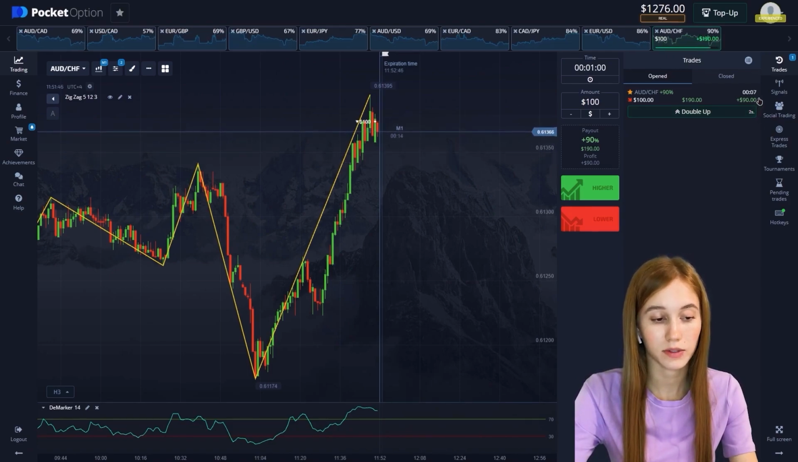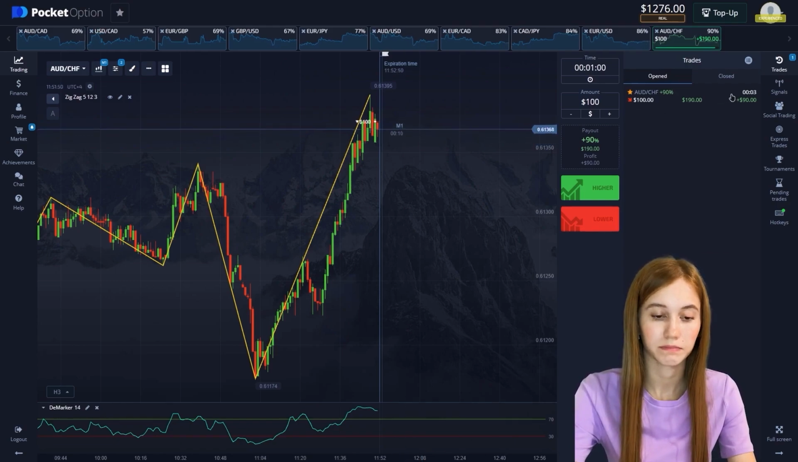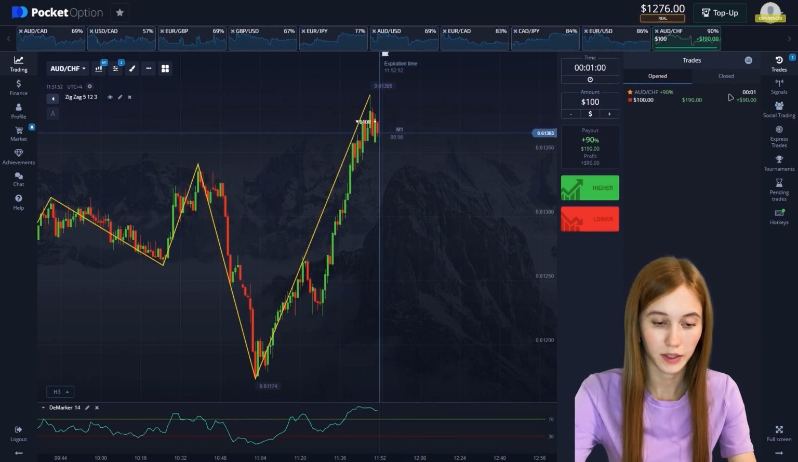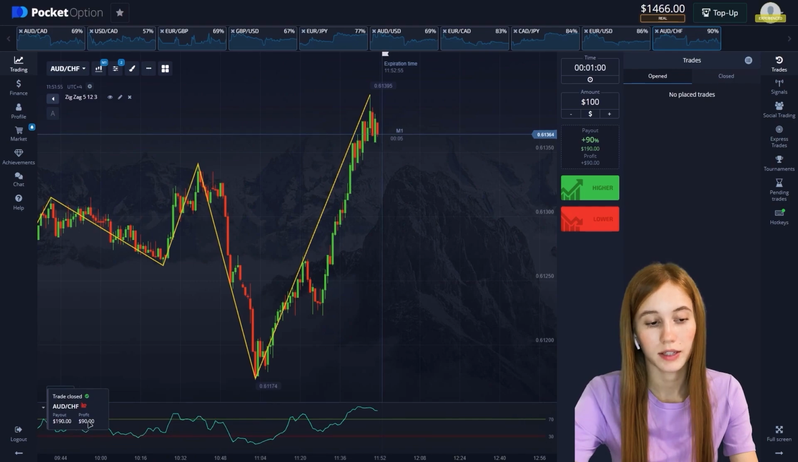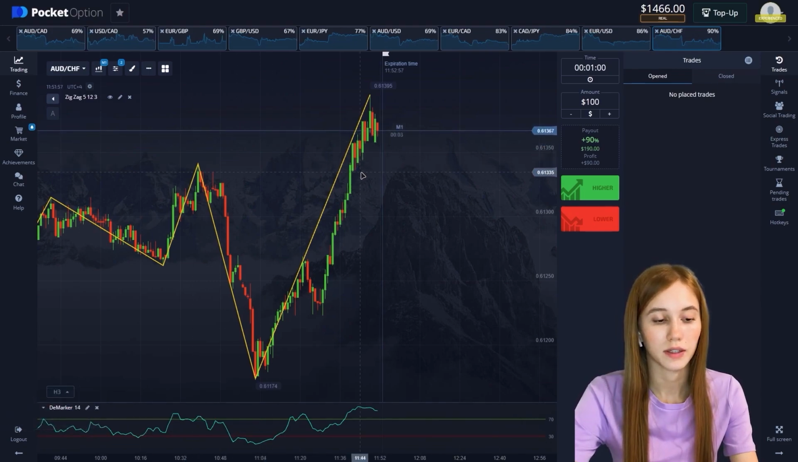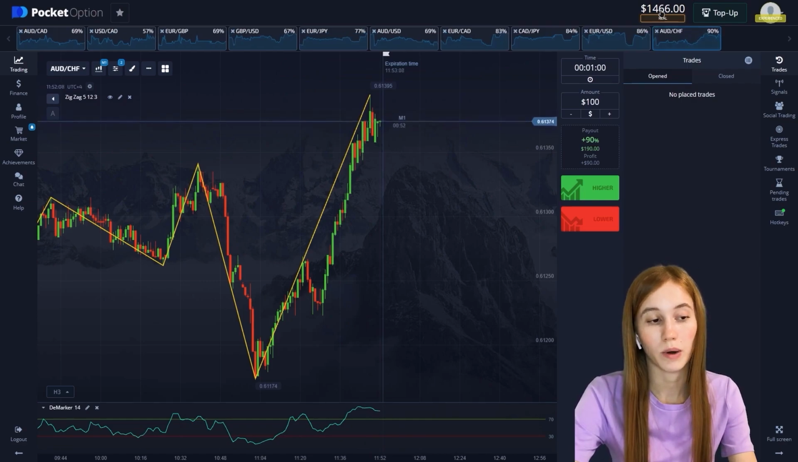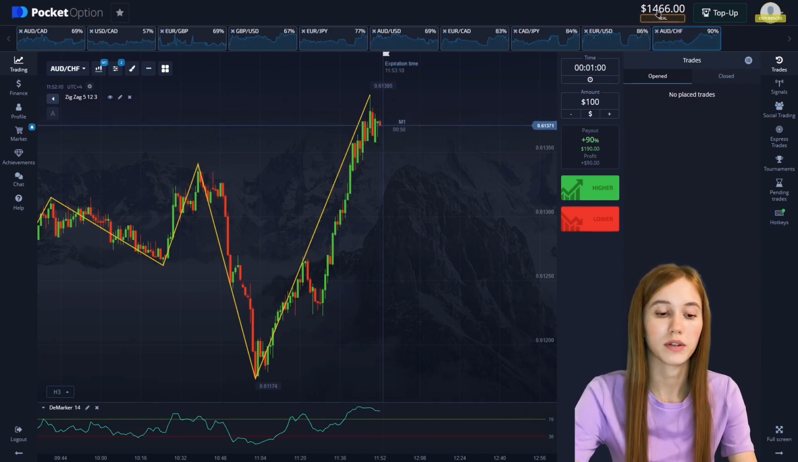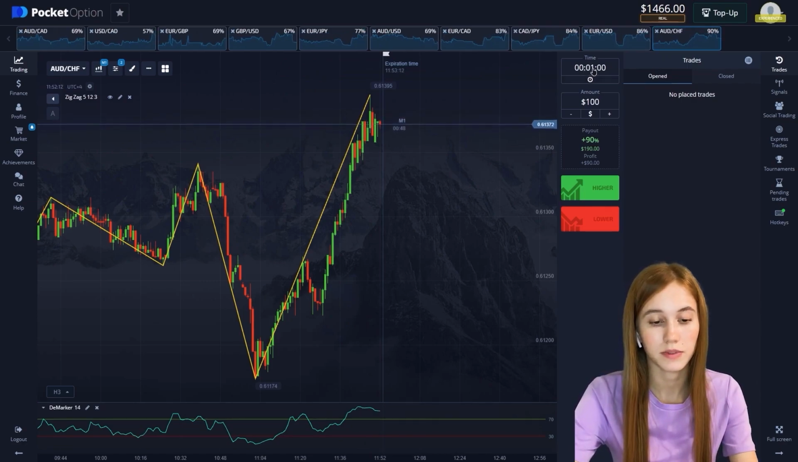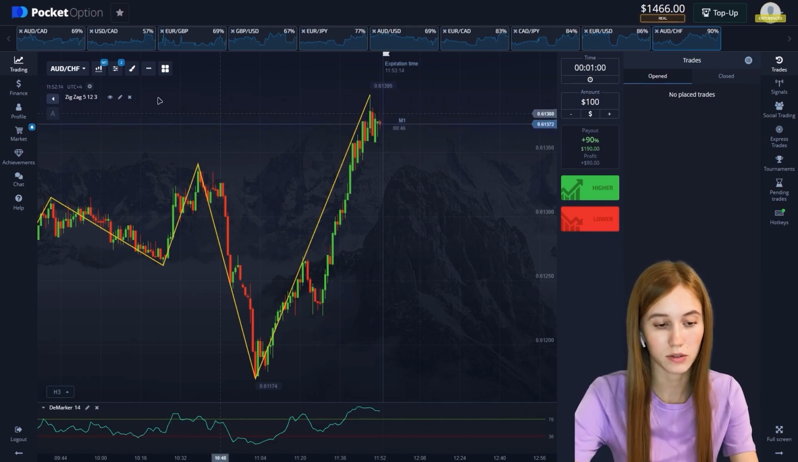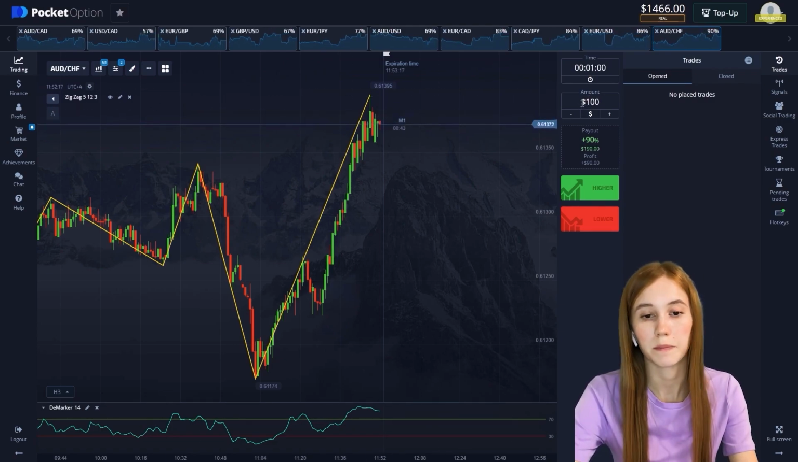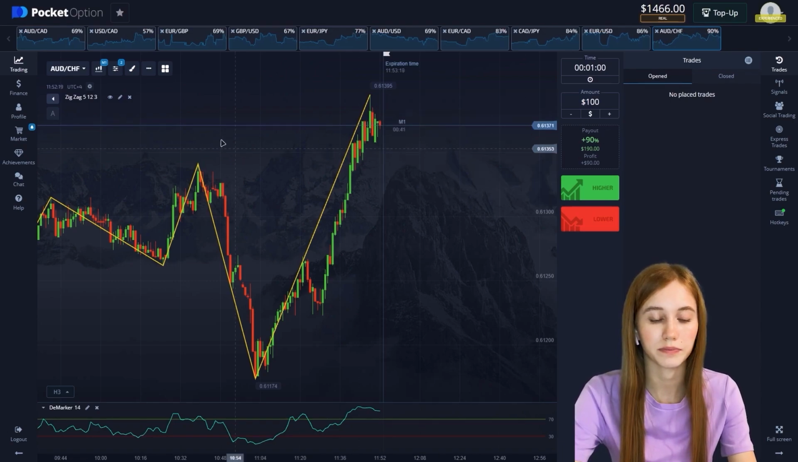8 seconds left. There are 13 seconds left until the end of the candle. Good. Profit is $90. Good. Let's move on. So we finished with a balance of $1,500. We traded on a minute deal. The time frame is 1 minute. Also the deal amount was always $100.